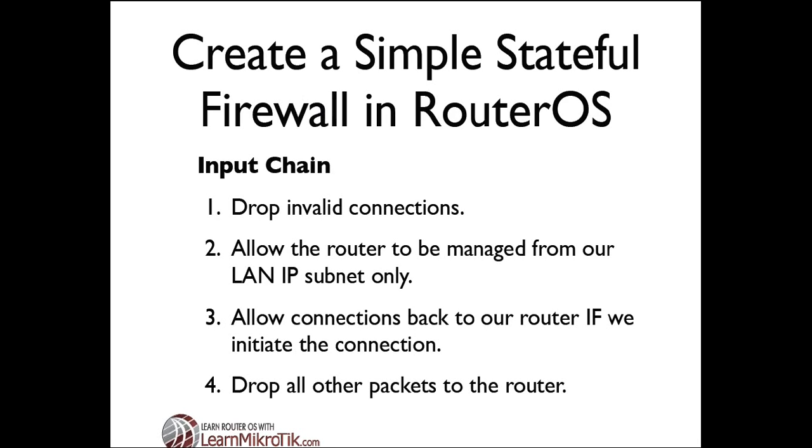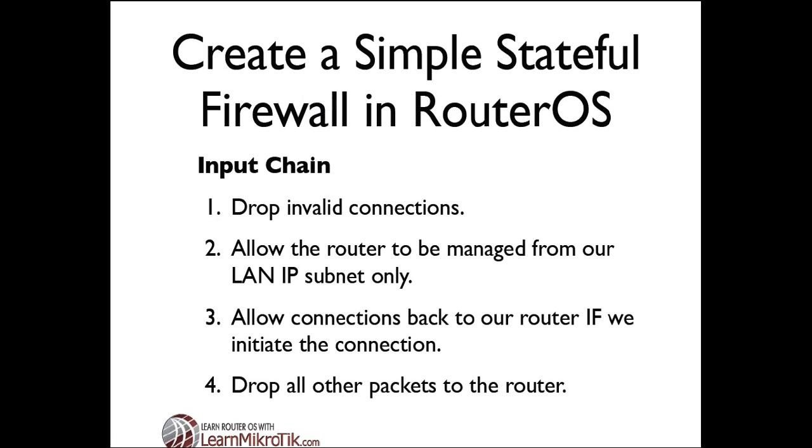Or who can try and access some service on this router. So the first rule is going to drop invalid connections, because we said before that invalid connections are never helpful. Okay, it's either a malformed piece of software that's producing invalid packets or possibly some kind of hacking attempt. The second rule will allow the router to be managed from our local area network IP subnet only. So anybody who's in the 192.168.1 network will be able to get into this router and manage it.